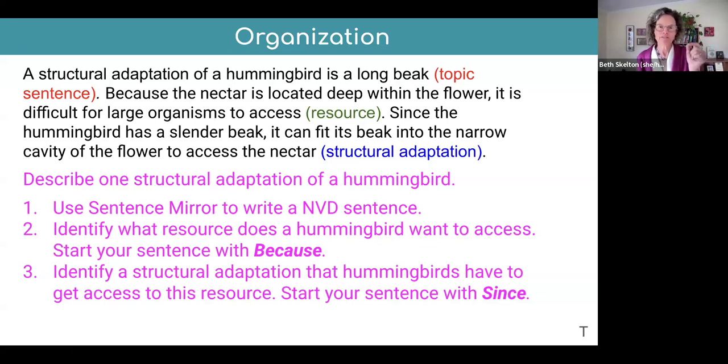Notice that he doesn't have a sentence frame or a paragraph frame. It is now telling students, these are the sentence structures. You know how to do this because I've taught it explicitly throughout the classes. And now you know how to write a 3-sentence response to describe the structural adaptation. This is what I expect. The topic sentence, the resource, and the adaptation to get to that resource.